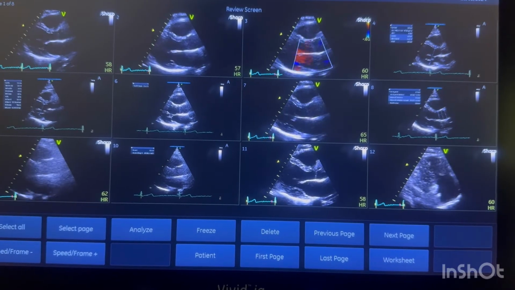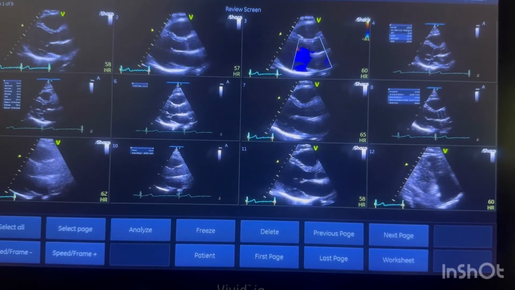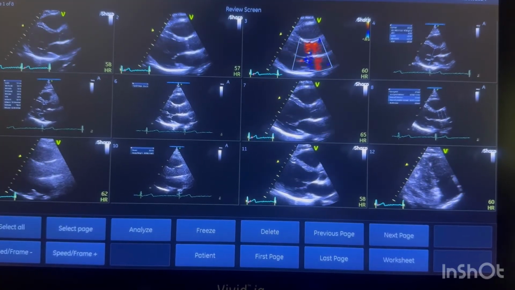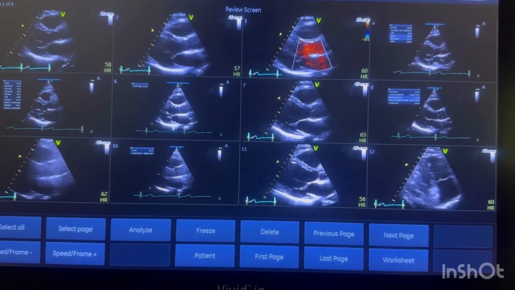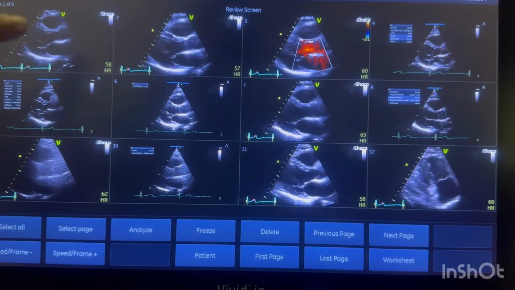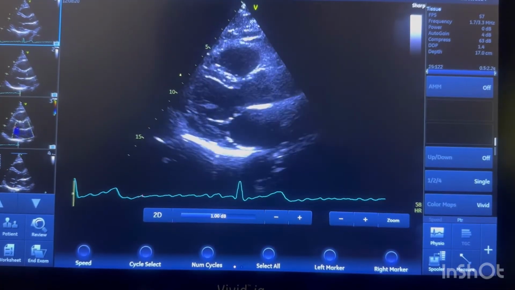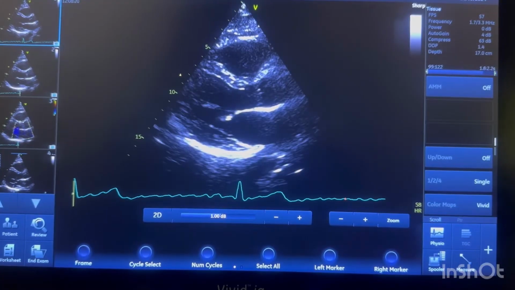Okay, so this is an echo study and I'll do all the standard or main calculations and then show you how you are going to do it. I will also mention the pitfalls and the important tricks you need to keep in mind when measuring. So we'll start from the first image. Okay, so this is our first image. You just freeze it and go back.